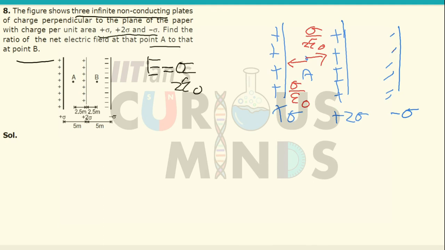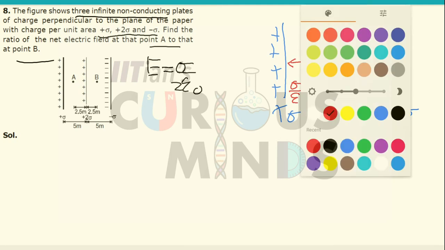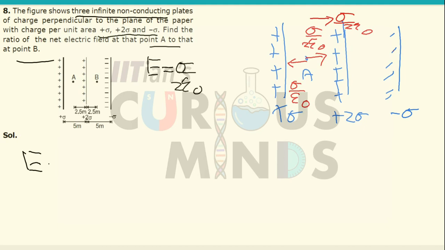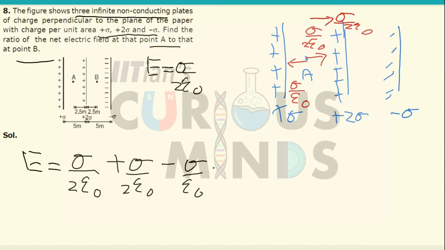So it will be in the right hand side direction, sigma divided by 2 epsilon naught. So if you consider point A, the total electric field, taking the right hand side as positive, will be equal to sigma divided by 2 epsilon naught plus sigma divided by 2 epsilon naught minus sigma divided by epsilon naught, which will come out to be 0. So EA by EB will anyway be equal to 0 because the numerator is 0, but still I will find out EB.